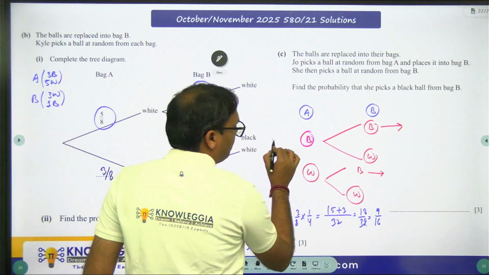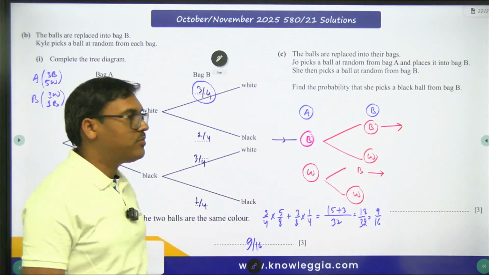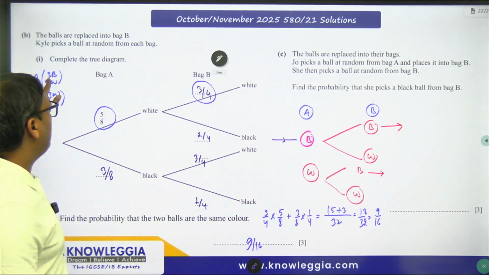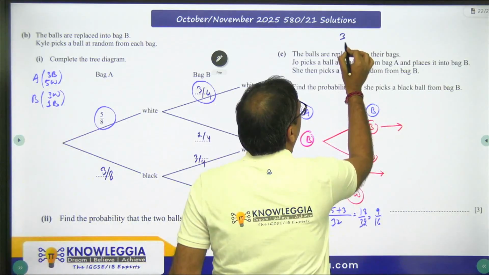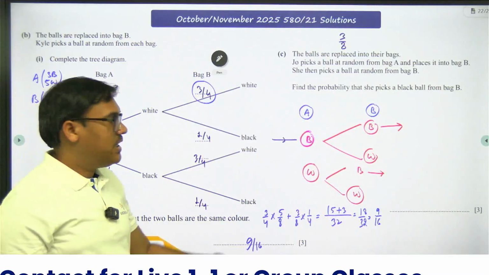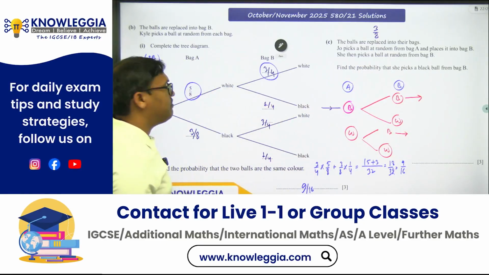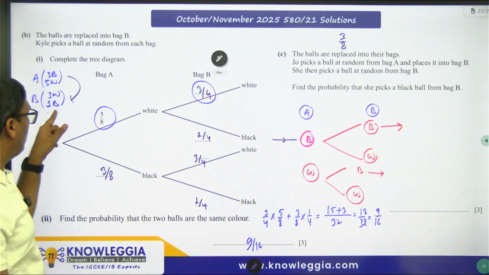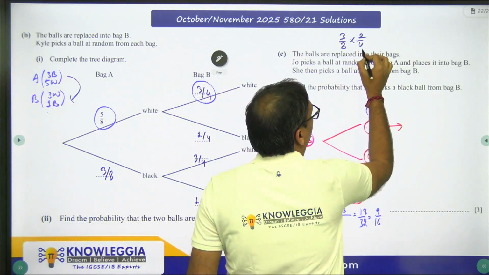Now see, what is the probability? First, she picks a black ball from bag A. In bag A, how many are black balls? This is 3 by 8. So I write it here, 3 by 8. This is from bag A, she picks a black ball. Now, if she picks a black ball, she puts this in bag B. So how many black balls will be there in bag B? There will be two black balls now. We have added one here. I hope this is clear.